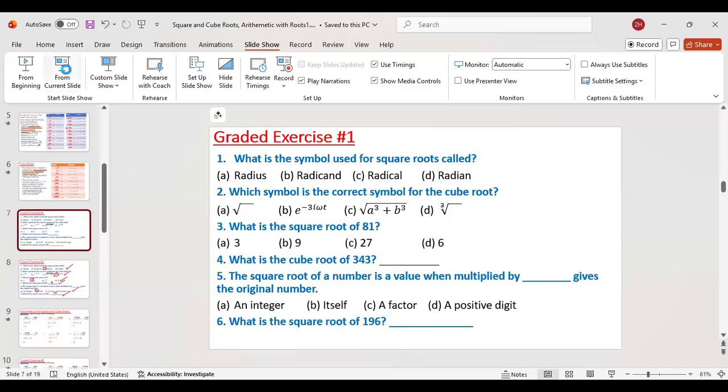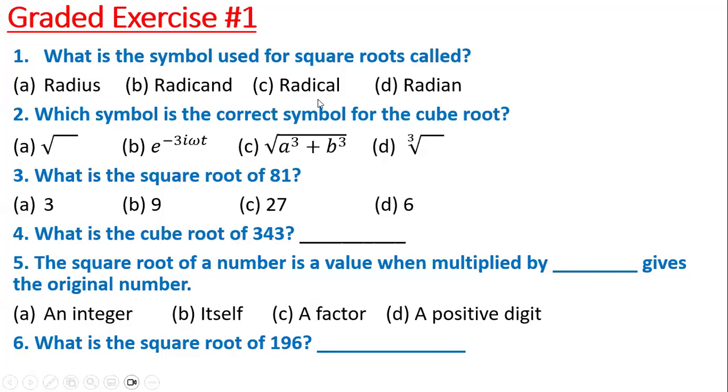So go ahead and do this particular question. Where's Andrew? Andrew, can you hear me? Yes, sir. Okay, read the question to me, please. What is the symbol used for square roots called? You could read the options too. A, radius. B, radicand. C, radical. D, radian. Number 2. Which symbol is the correct symbol for the cube root? You don't have to read the options.